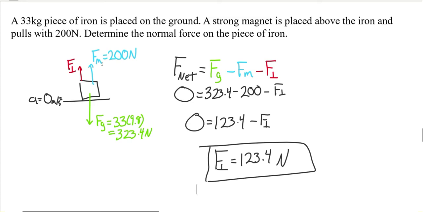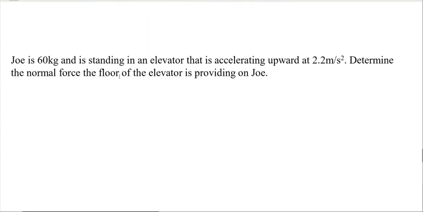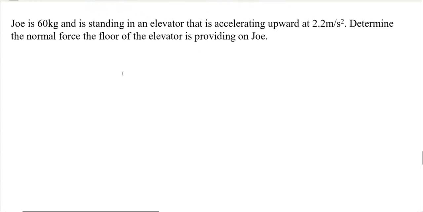Okay, I think we've got two more problems. Let's go ahead and speed through these. Joe is standing in an elevator that is accelerating upward at 2.2 meters per second squared. Determine the normal force of the floor that the elevator is providing on Joe. So here's Joe. I'm not even going to bother drawing the elevator because I don't care about the elevator. I'm interested in looking at what Joe is doing. So I'm going to have my free body diagram of Joe.